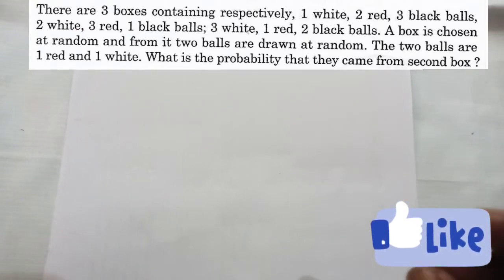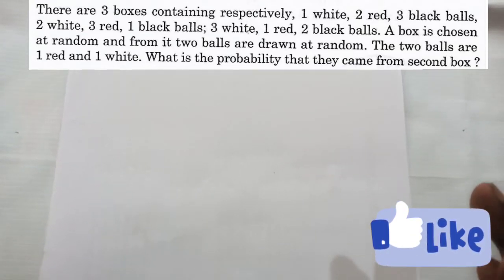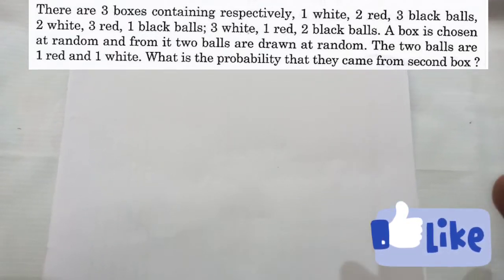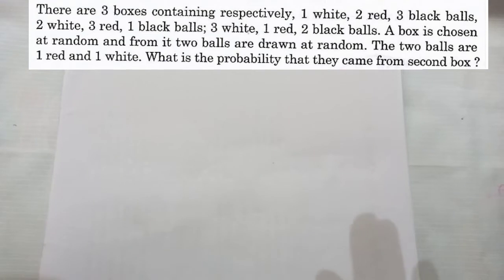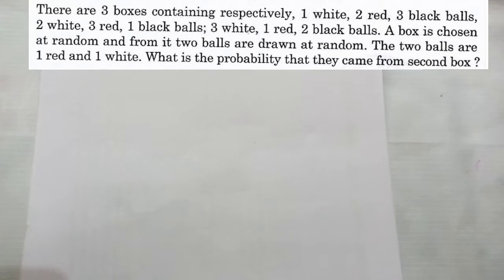There are three boxes containing respectively 1 white, 2 red, 3 black balls; 2 white, 3 red, 1 black balls; and 3 white, 1 red, 2 black balls. A box is chosen at random. From it, 2 balls are drawn at random. The 2 balls are 1 red and 1 white. What is the probability that they came from the second box?